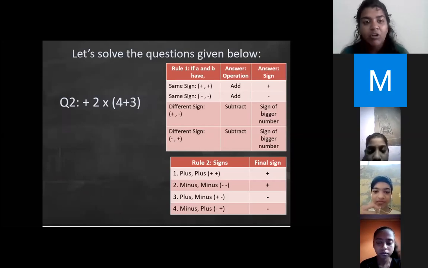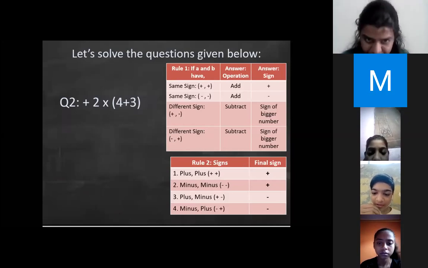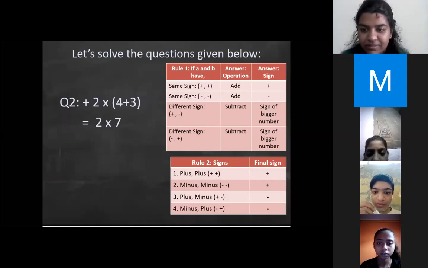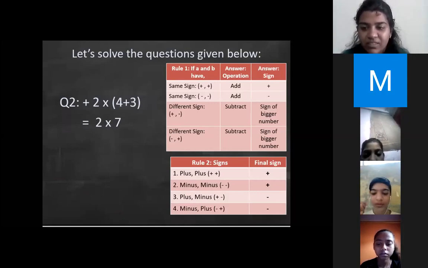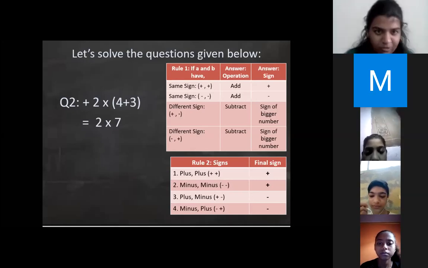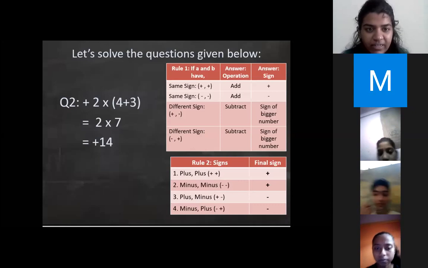So what will we solve here? 4 plus 3. Correct. So what is 4 plus 3? 7. Okay. And then we multiply. 2 into 7 is? 14. Correct. And will my answer be positive or negative? Positive. Okay. Correct. All right.